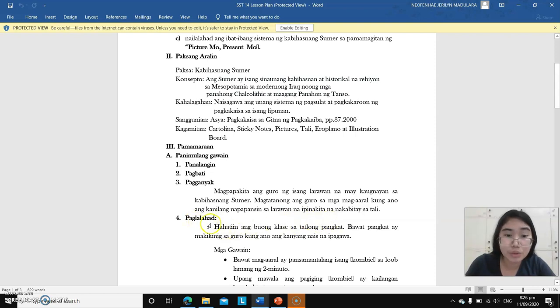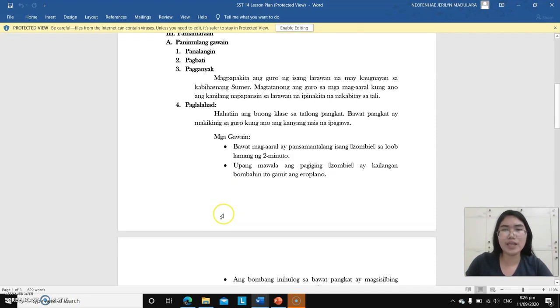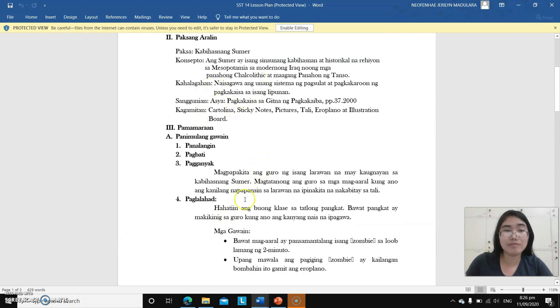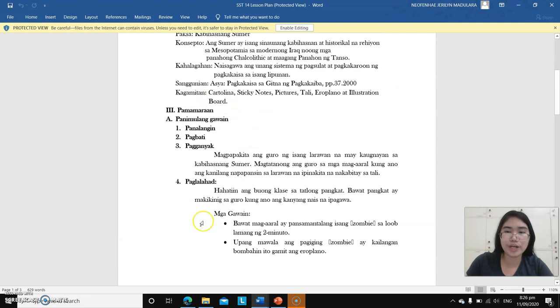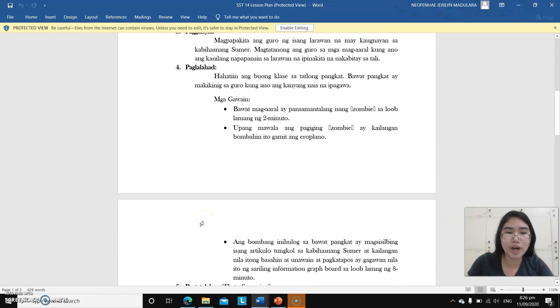Let's scrutinize the paglalahad. Hahatiin ang buong klase sa 3 pangkat. Bawat pangkat ay makikinig sa guro kung ano ang kanyang nais na ipagawa. So, let's have here the specific gawain niya. Bawat mag-aaral ay pansamantalang isang zombie sa loob ng 2 minuto. Upang mawala ang pagiging zombie, kailangan bombahin ito gamit ang aeroplano. Okay? Objectives are still not reflected in the procedure. So, in this preparatory procedure, let's move on.